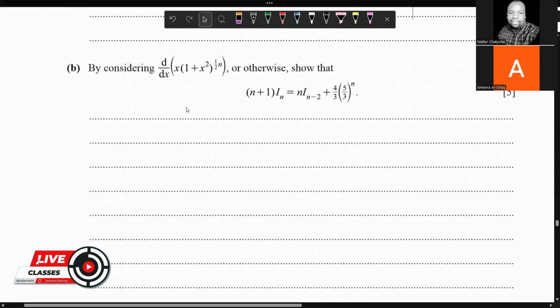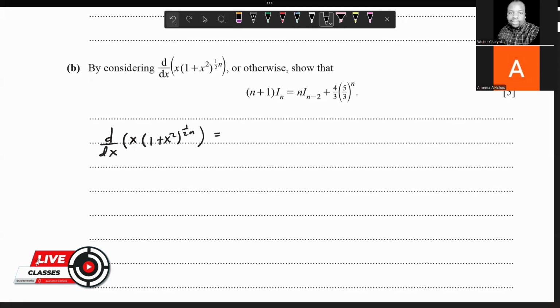Now on part B, it says by considering the derivative with respect to x of x times 1 plus x squared to the half n, or otherwise, show that that is that. All right, it's fine. Let's work this one out. So we're saying that we have to consider this derivative. So let's differentiate with respect to x of x times 1 plus x squared to the half n, okay?